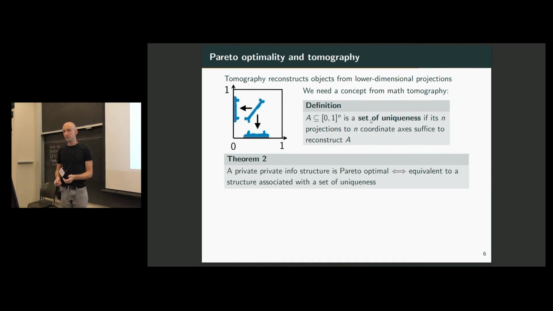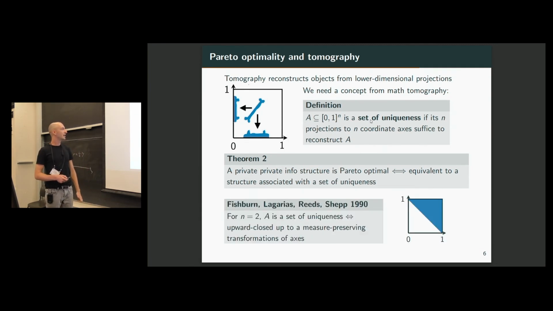Our second main result is the following theorem. It holds for any number of states, any number of agents. A private information structure is Pareto optimal if it is equivalent to a structure associated with a set of uniqueness. And luckily for us, in the case of two agents, there is a nice characterization of sets of uniqueness.